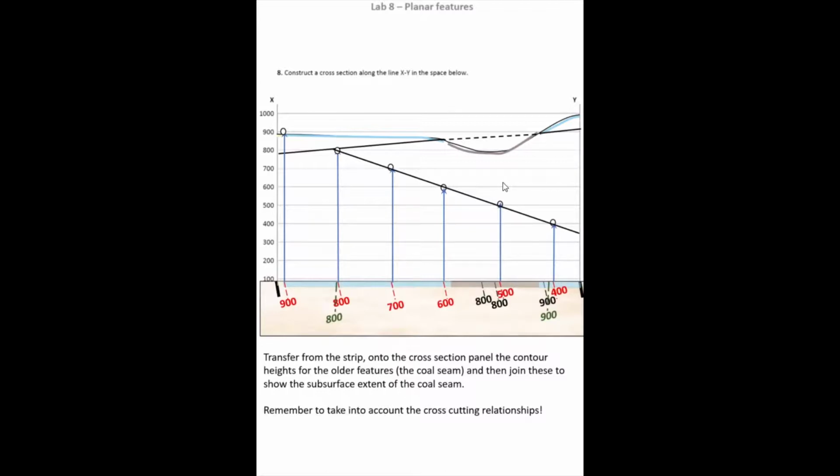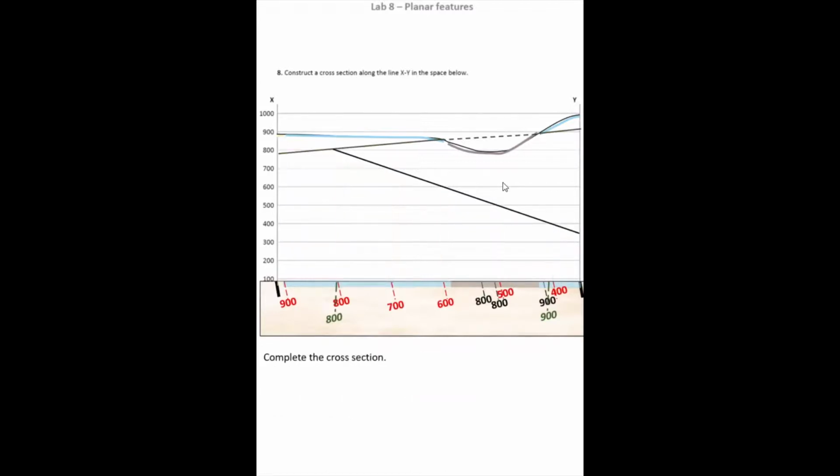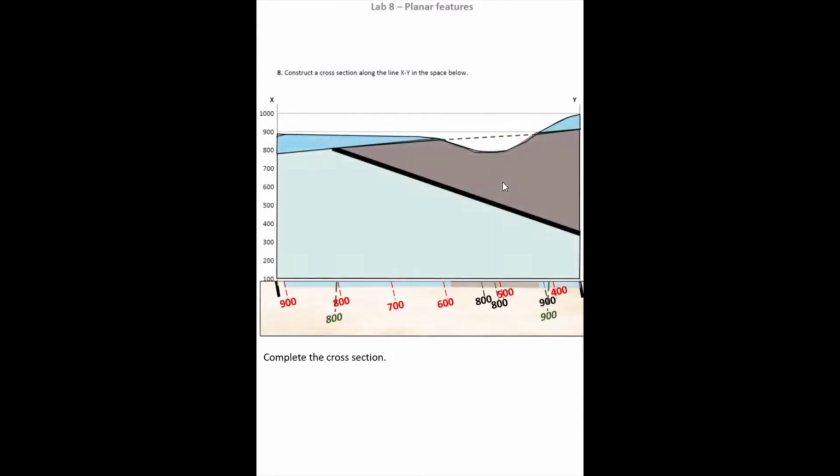Then what I can do is complete my cross section. I'm free to refer back to the map to see which colors I should use. But in so doing, we should finish our cross section, and it should look a little bit something like that. We can add in labels for the coal seam and the unconformity, but I've opted for a difference in color to show the unconformity in green.